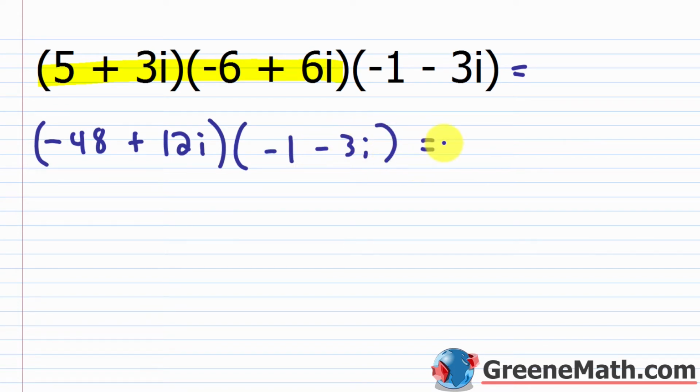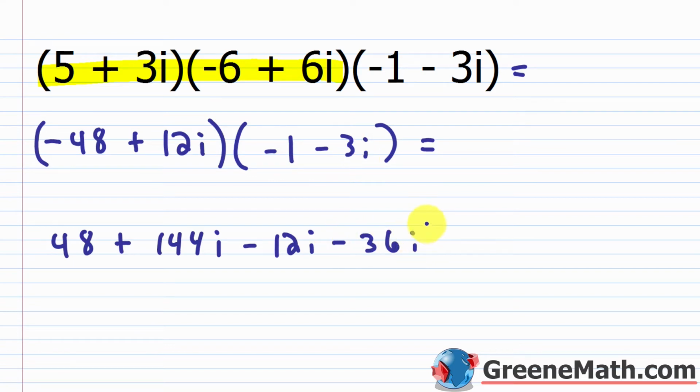Okay, so let's do the FOIL again. So negative 48 times negative 1 is positive 48. Then negative 48 times negative 3i is plus 48 times 3 is 144, and then times i. Then you'd have 12i times negative 1, which is minus 12i. And then lastly, you would have 12i times negative 3i. That's minus 36i squared. All right, so let's wrap up the problem now and do some simplifying.